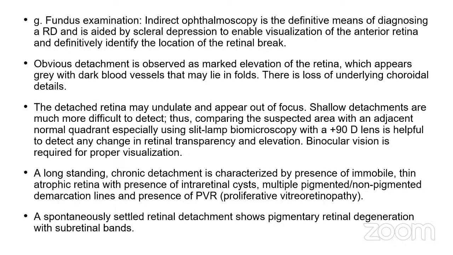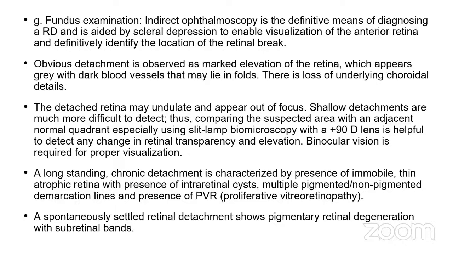For a suspected area of detachment, we have to always compare with an adjacent normal quadrant, especially using slit lamp biomicroscopy with a 90D lens to detect any change in retinal transparency and elevations. Blood vessel contour also we can trace. So if there is any elevation, we can suspect there might be detachment. Then binocular vision is required for proper visualization.